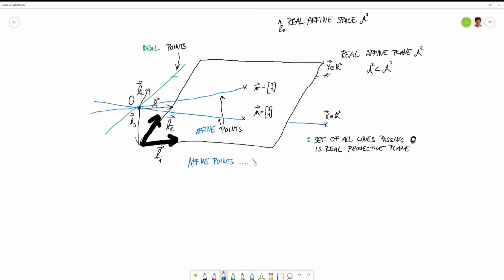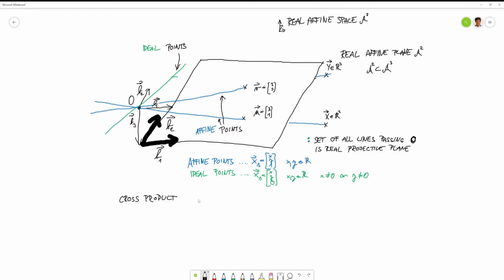The affine points in beta, so in the real affine space, can be represented up to scale by a three-dimensional vector with coordinates x, y, and 1, where x and y are real numbers. And the ideal points can be represented in this real affine space as x, y, and 0. So this point does not meet the real affine plane. And there is also a condition that x or y does not equal 0.